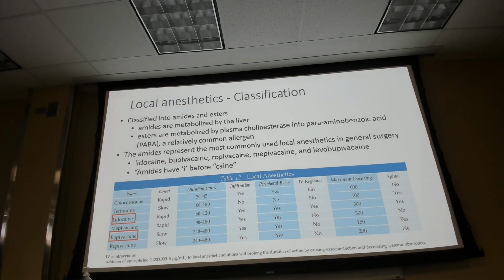All right, so what do we use? So we have amides and esters. Amides are metabolized by the liver. The other one is metabolized by para-aminobenzoic acid, and it has more of an allergic effect on our patients. And we don't usually use these for injection. The esters are typically used for more topical therapies.